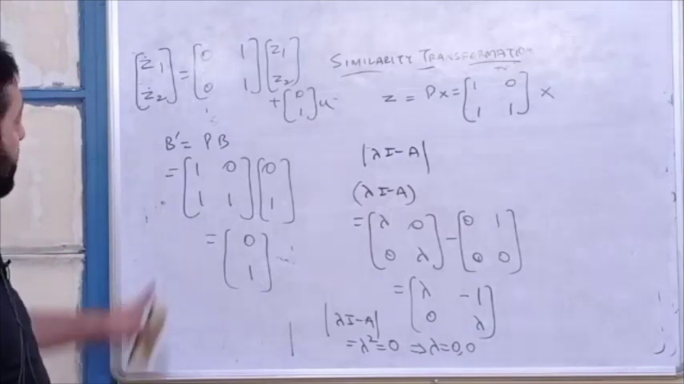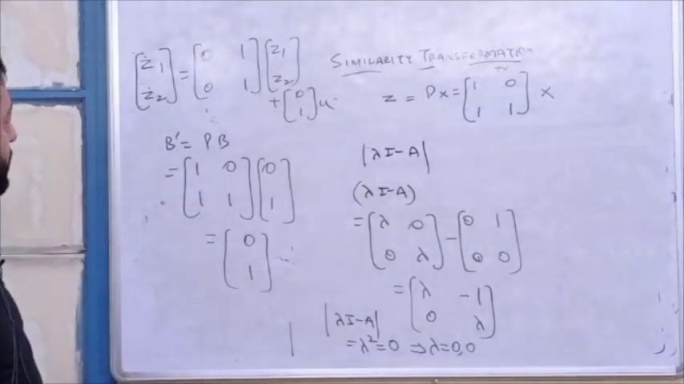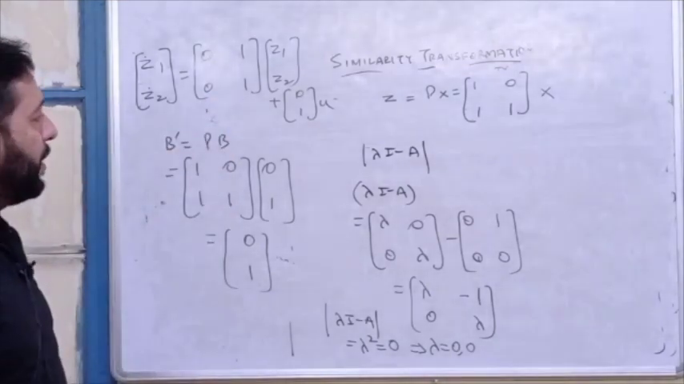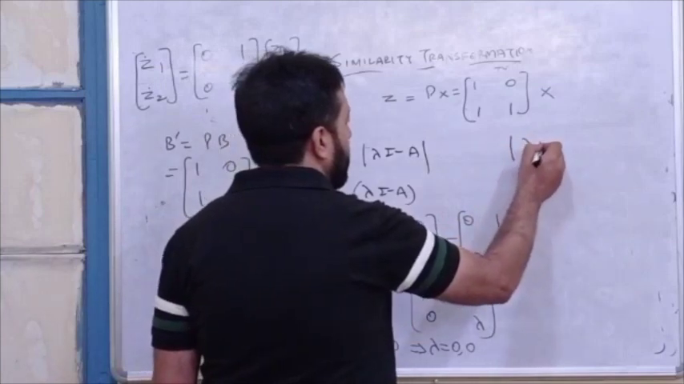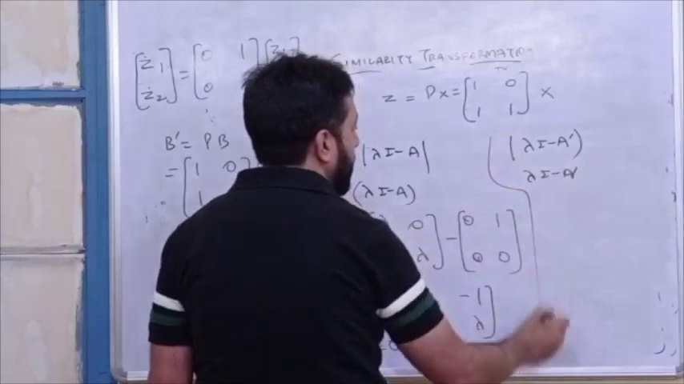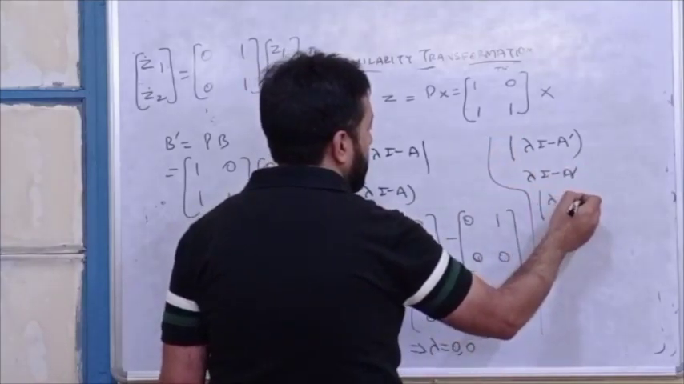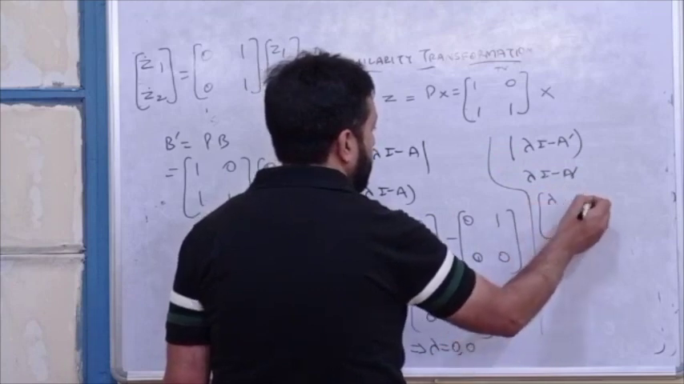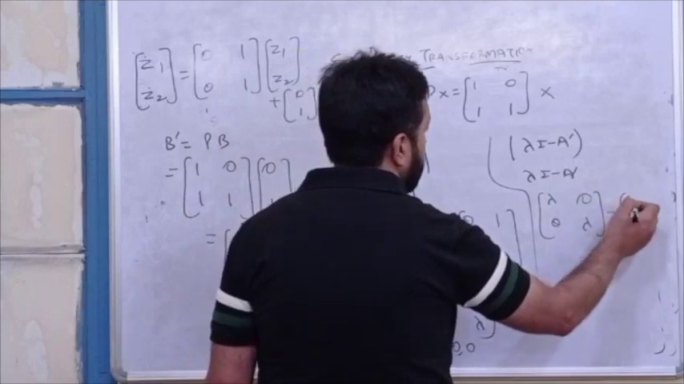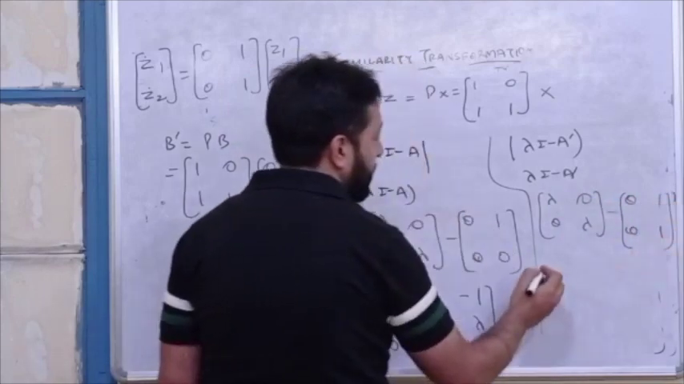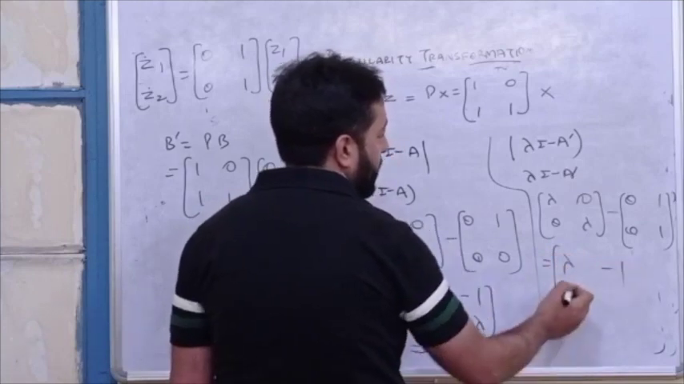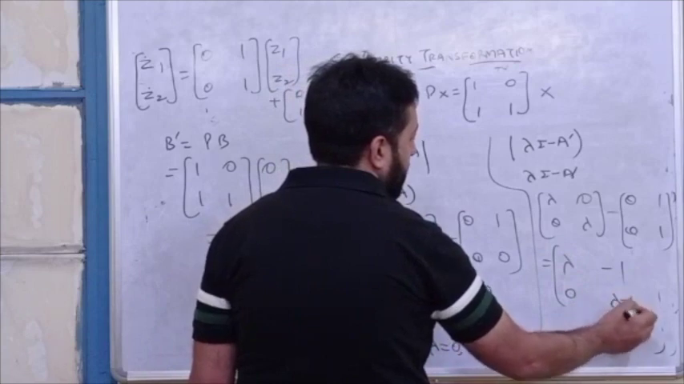सही है, same way you will obtain for this, ये वाले मैट्रिक्स के लिए, determinant of lambda I minus A dash. पहले हम lambda I minus A dash ऑब्टेन करेंगे, so that is lambda 0, 0 and lambda minus A dash, 0, 1, 0 and 1. That's what? That's lambda minus 1, 0, lambda minus 1.